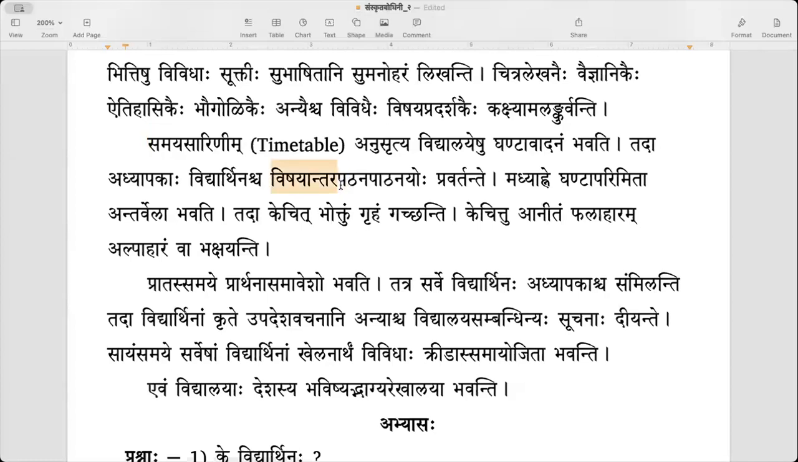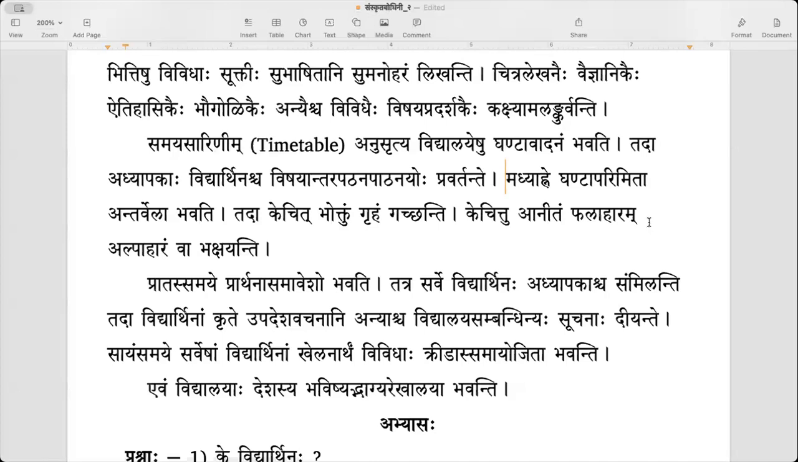So when the bell rings, yada gantavadanam bhavati, tada adhyapakaha vidyarthinaha cha, the teachers and the students start, pravartante, their studying and teaching, patana patanayoho, of a different subject. Vishayantara is anyaha vishayaha, vishayantaram. Patana patanayoho pravartante. Okay.